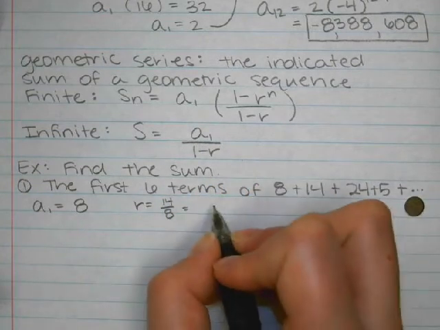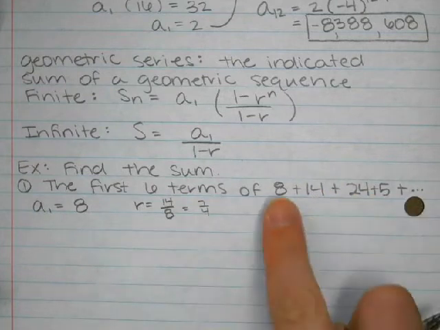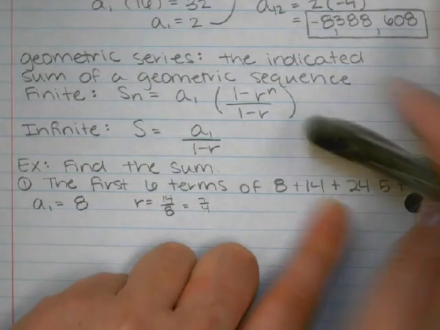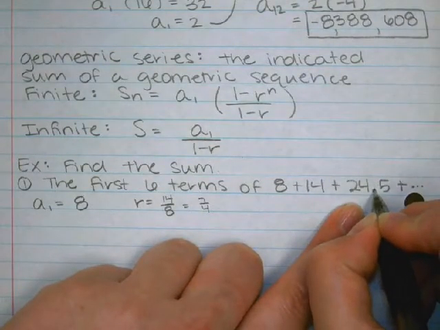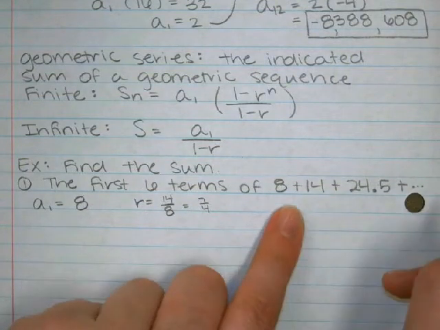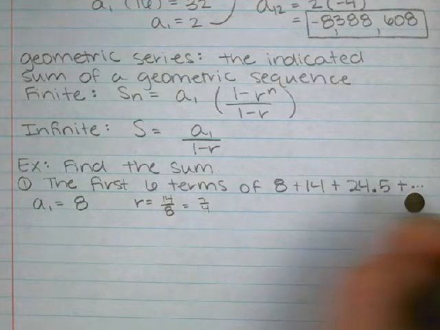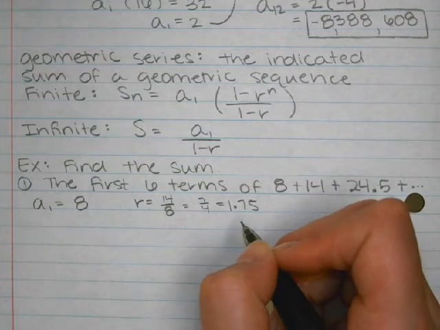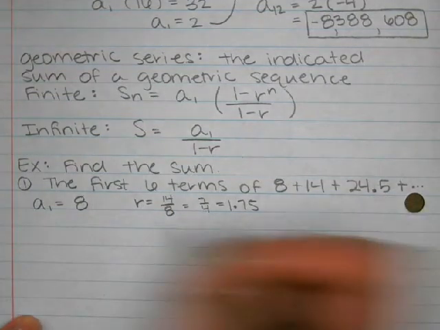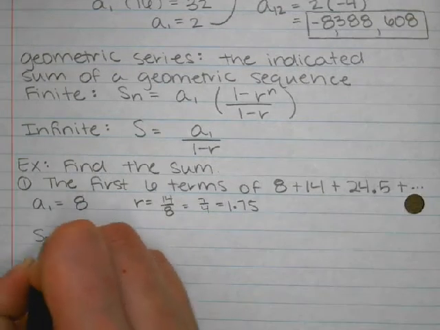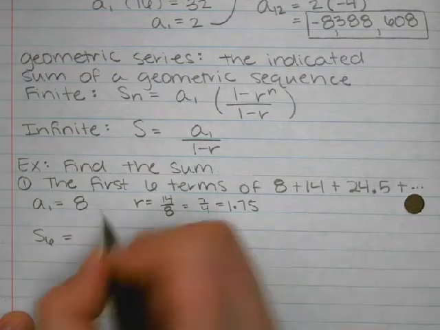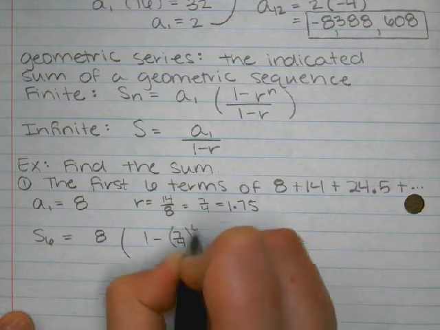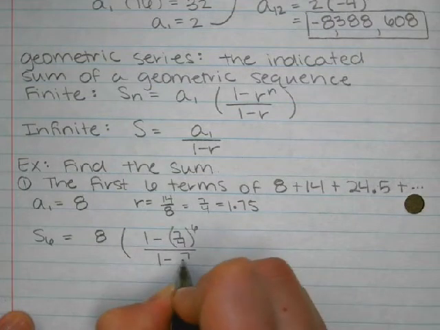Which is 7/4. So each number is multiplying by, I wrote plus 24 plus 5, but I really meant plus 24.5. Sorry, that was my bad. Okay, so each term multiplies by 7/4. That's how you get to the next term. 7/4 is 1.75. You can use either of those numbers in the formula, and you'll get the answer right either way. So we're looking for the 6th partial sum, so we're going to say the first 6 terms is going to be the first term times 1 minus 7/4 to an exponent of 6 divided by 1 minus 7/4.